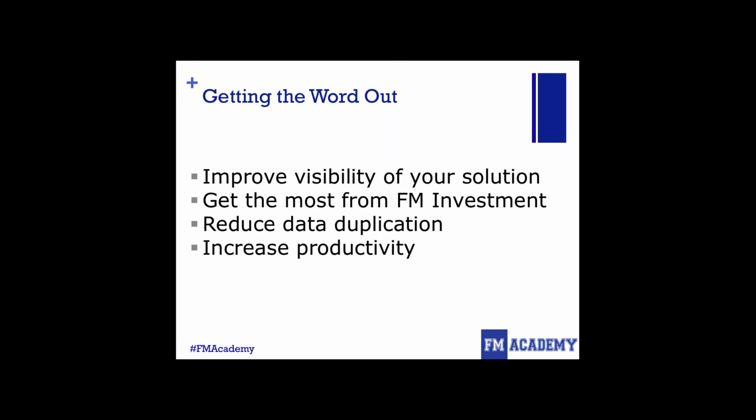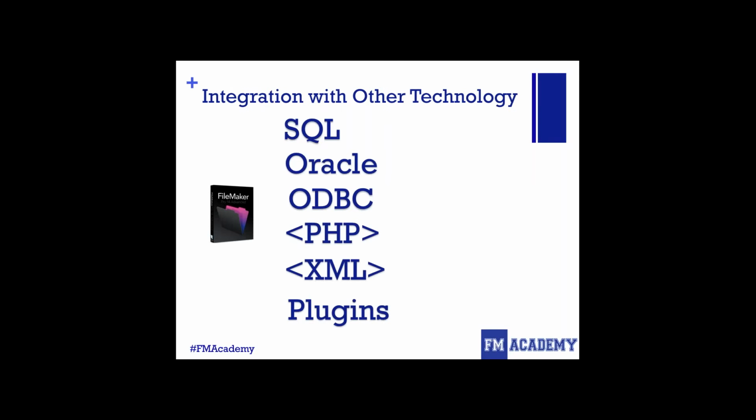Using snapshot links, we can also reduce data duplication. I really hate the idea of data living in more than one place. You take data from FileMaker, export it to Excel, and now an unwitting user has data in two different places. And also, using this tool will increase our productivity using the database in a much more efficient manner.